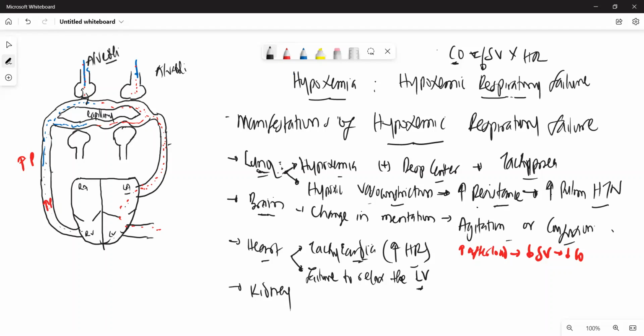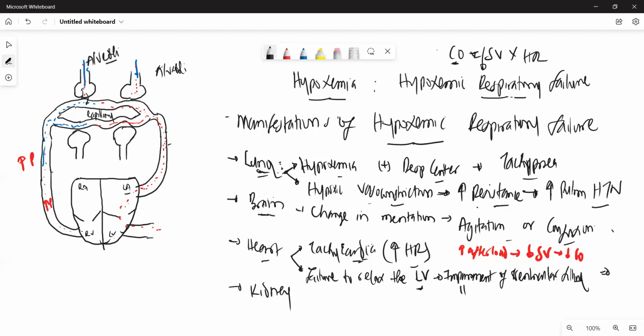So if it doesn't relax, that will impair diastole. And what's diastole? Diastole is when you are filling the ventricle, when the blood is coming into the ventricle from the atrium. So that will lead to impairment of ventricular filling. And of course, that impairment of ventricular filling during diastole is what is referred to as diastolic heart failure.